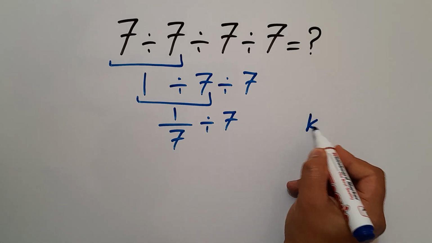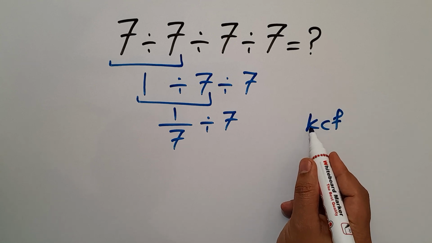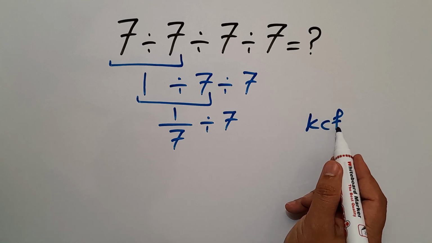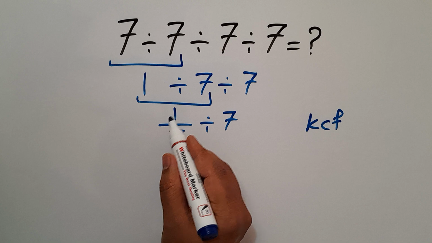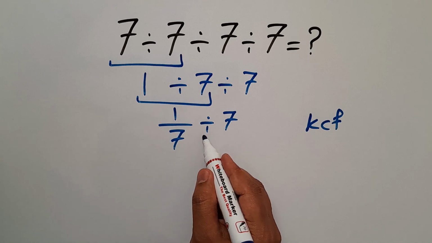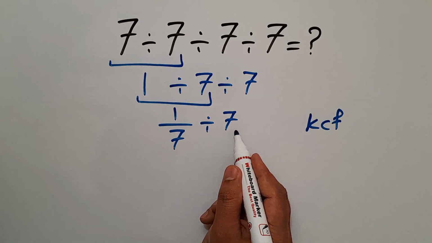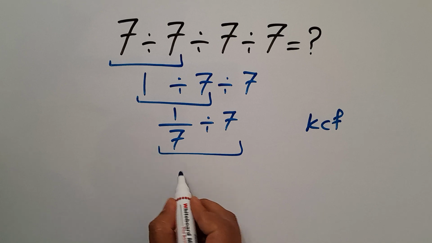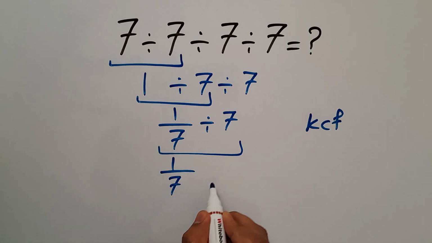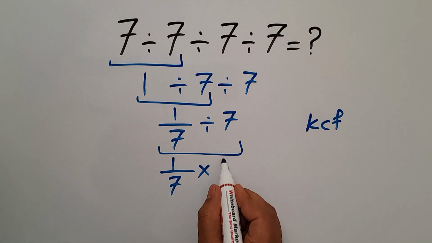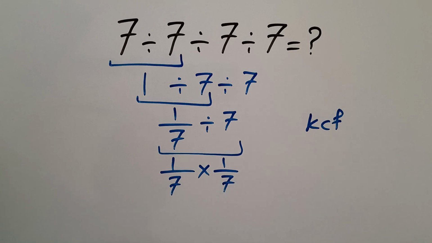According to the KCF rule, K stands for keep, C stands for change, and F stands for flip. Keep the first fraction, change division to multiplication, and flip the second fraction. We can write 1 over 7, then times 1 over 7.